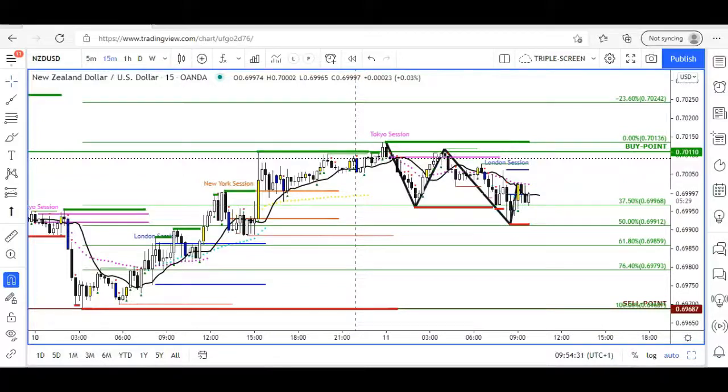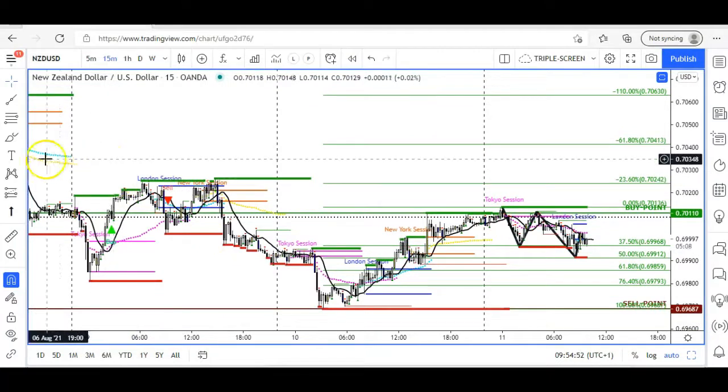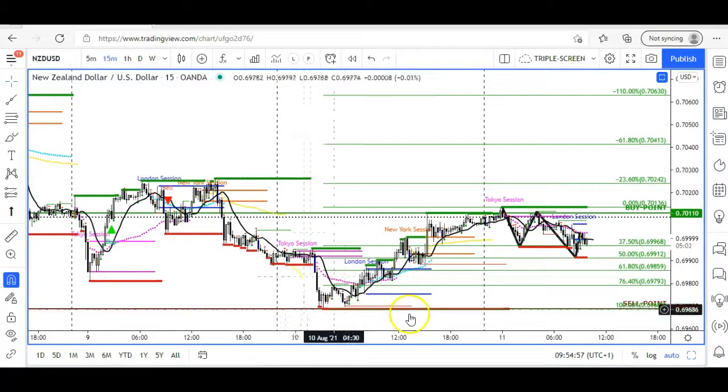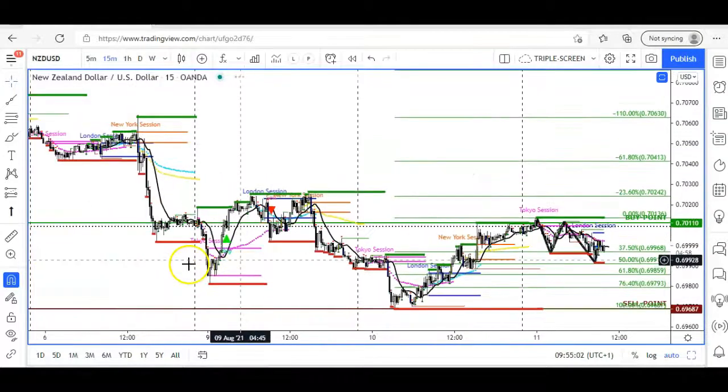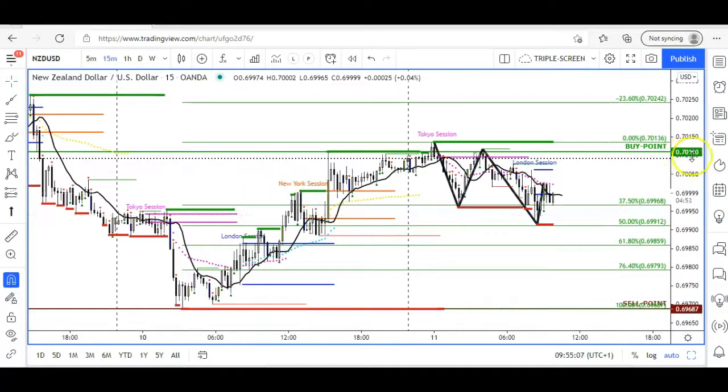Good morning, traders. Today is the 11th of August 2021, and the pair we've got here is the New Zealand US dollar. In our weekly analysis, we ranked New Zealand as positive, and I was saying that we really want to be buying the New Zealand, and we've seen since Monday, price has basically been going nowhere. But while price was doing that, we had prices giving us clues, and we had the buy point on the daily chart, which is the 70.11.